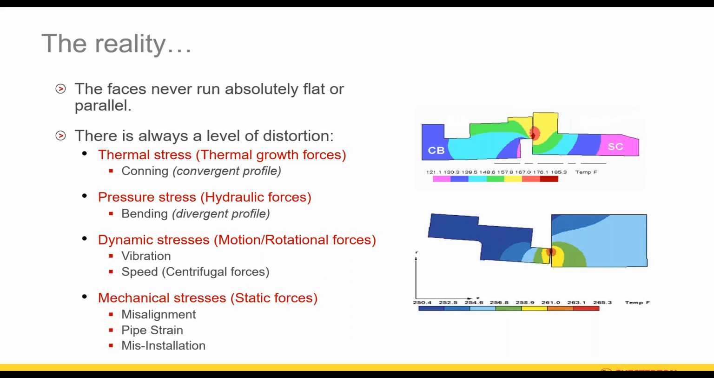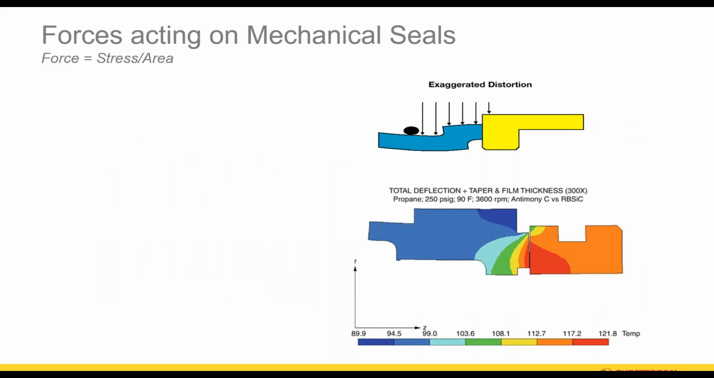And finally, mechanical stresses, or what I call static forces, from external to the pump, like misalignment between the pump and the coupling, pipe strain, or misinstallation. The pump and motor aren't aligned properly, or the seal is misinstalled, so it's not aligned properly to the shaft itself. These are all the different stresses that could create this distortion. So what the designers need to do is think about the forces acting on the seal faces and design to deal with them. So, from a hydraulic standpoint, what are the realities we're talking about?